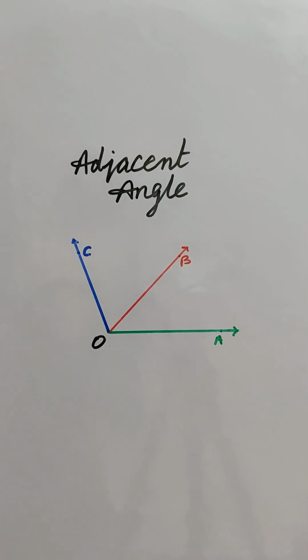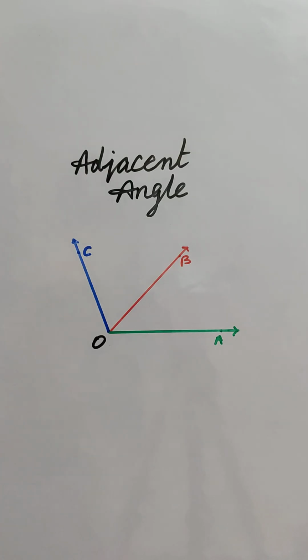In the figure, angle AOB and angle BOC are adjacent angles. OB, which is the red one, is the common arm, and O is the common vertex, which is written in black color. The arm OA is in green color and the arm OC is in blue color, and they are the opposite sides of OB.